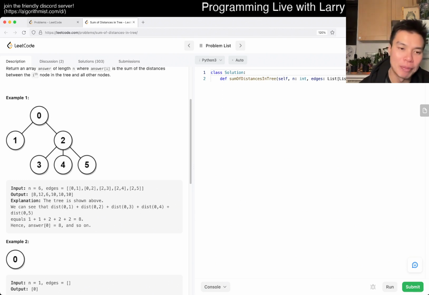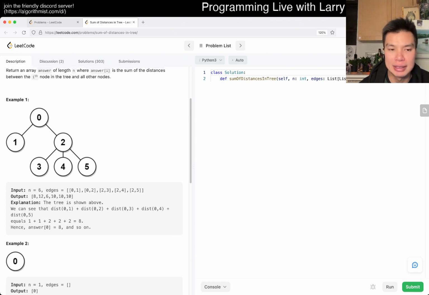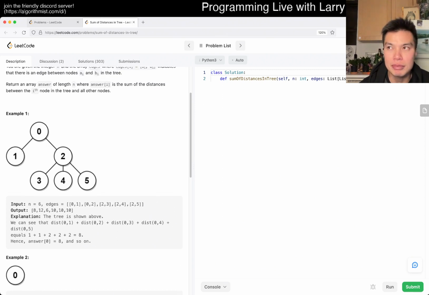The observation that I would make here for now is that you don't need to know the answer, or you don't need to know the paths. All you need to know is the sum of the paths, right? Sum of the distances. So maybe in that way it is a little bit different, and maybe in that way we can dynamic program on that, but that's an observation.